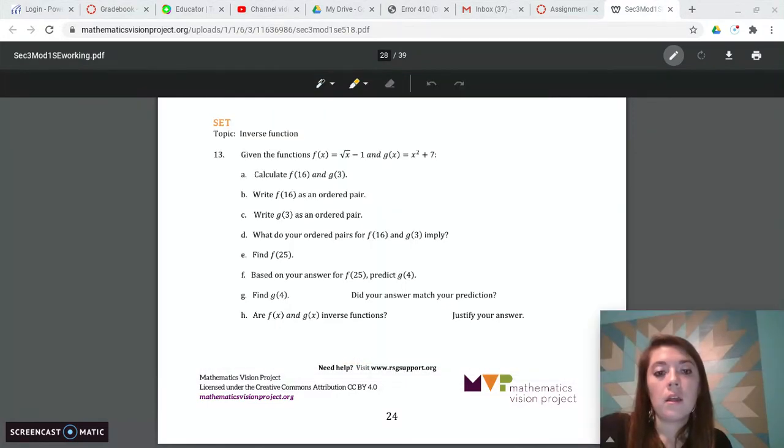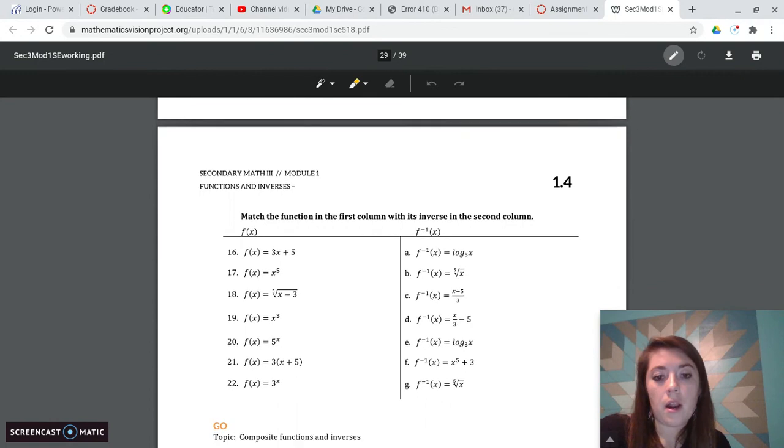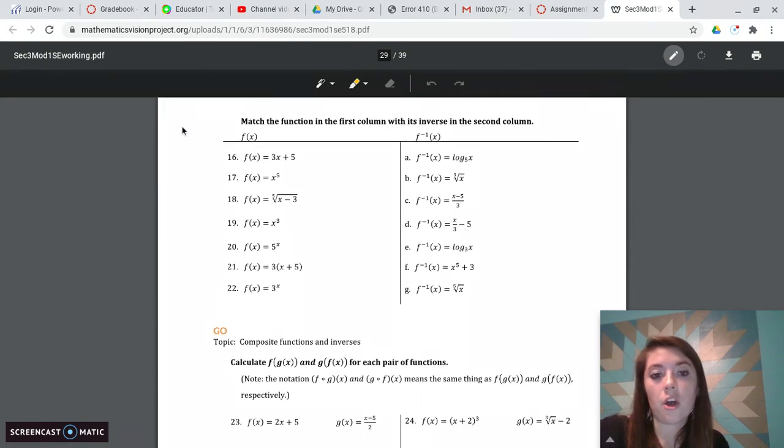All right. So the next part of this is matching. So match the function in the first column with its inverse in the second column. So we have all these different functions, and we want to find their inverses. So for this first one, we have f of x equals 3x plus 5. So what we need to do is find one that does the opposite of that. So here we're adding 5 and multiplying by 3. So we want to find one that subtracts 5 and divides by 3.